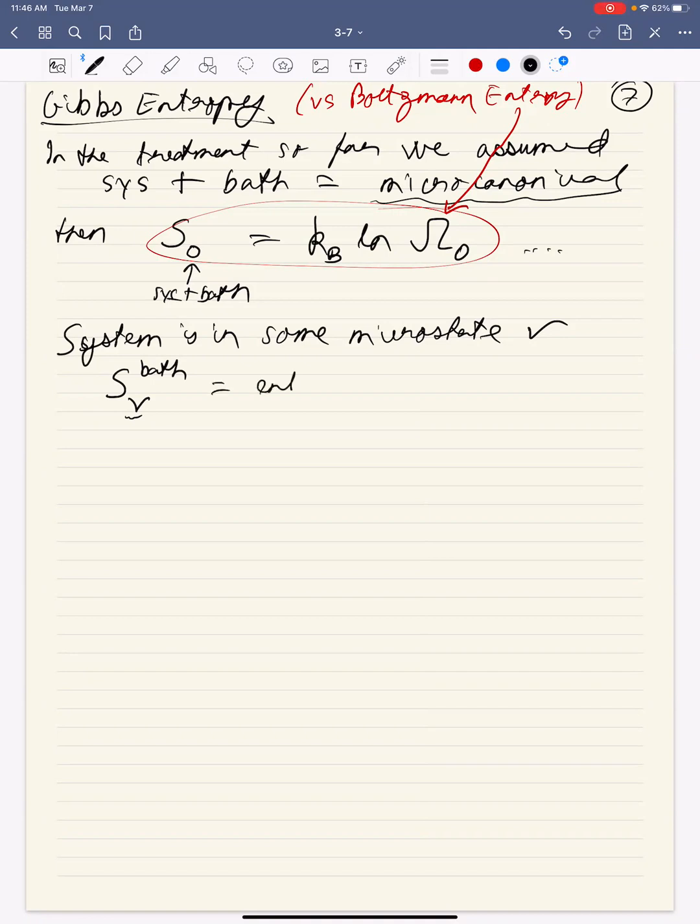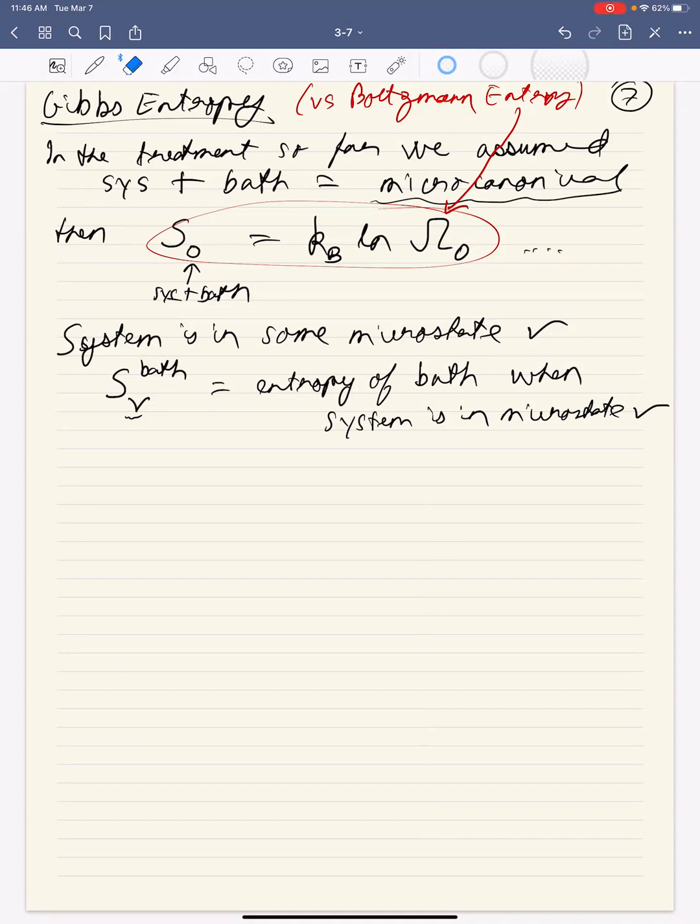Is equal to entropy of bath when system is in microstate nu. Okay. Why did I write this? It's not clear at this point, but it'll become clear in a moment. So now let's try to think. So this was equation number 6. So let's try to think about S naught minus S nu bath. S naught is what? S naught is KB ln omega naught, right? Using equation 6.